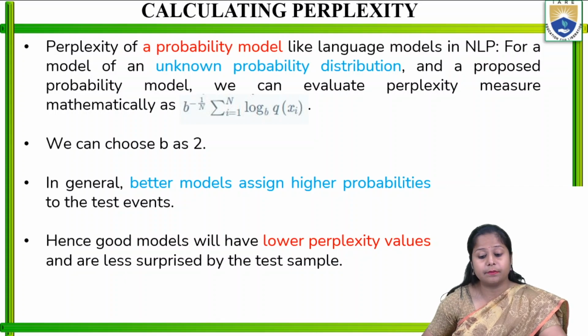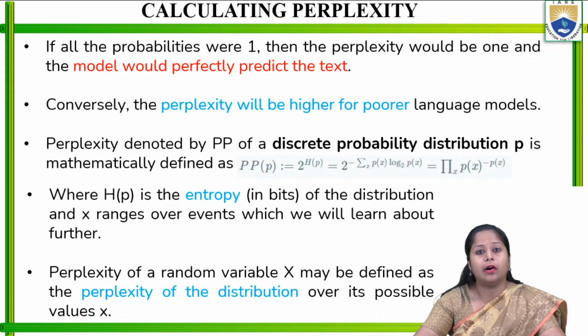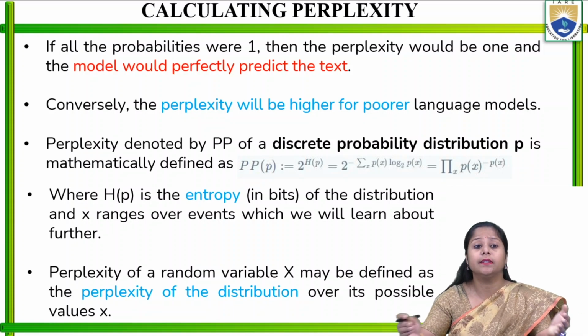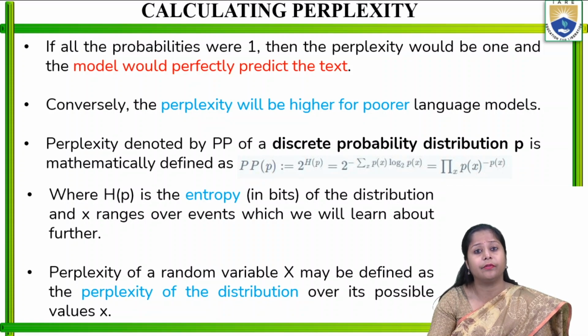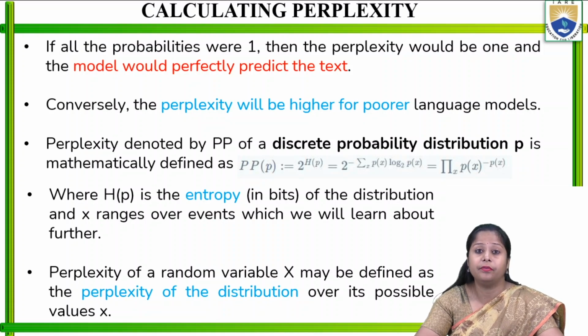By this formula we can calculate the perplexity of different language models. If all the probabilities are at least 1, then the perplexity would be 1, and the model would perfectly predict the test set. That is very right for that particular language model, and it gives us a summation of probability 1. So our model is working fine.